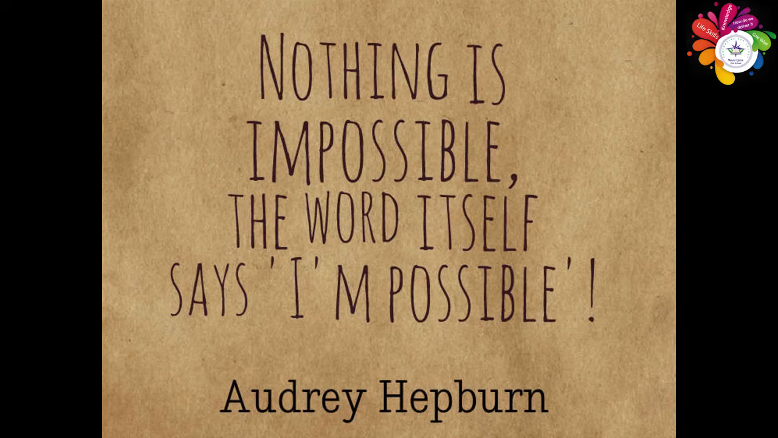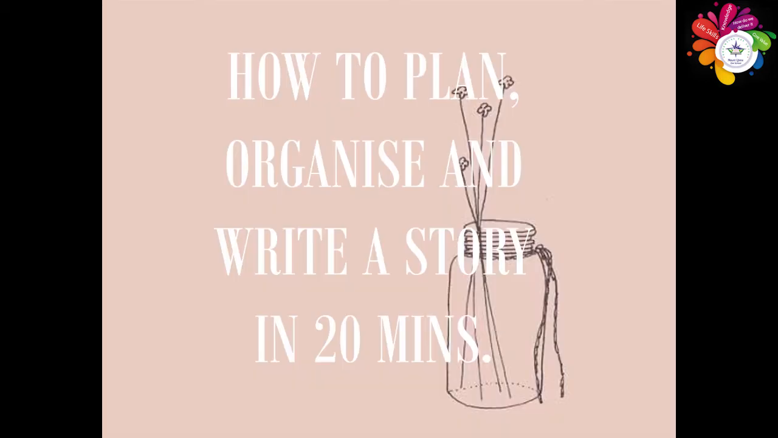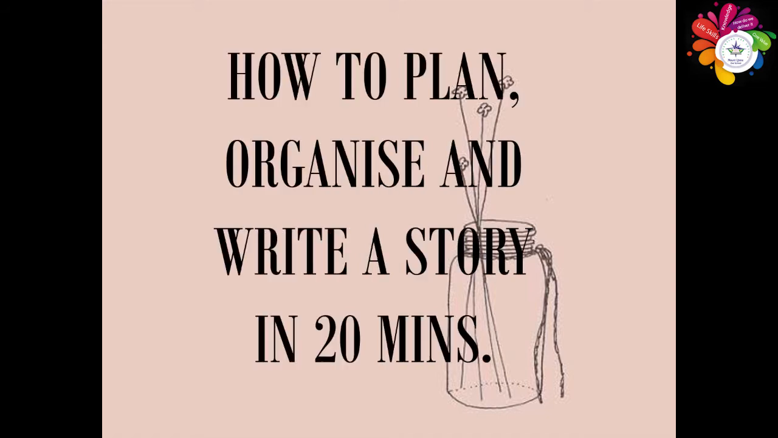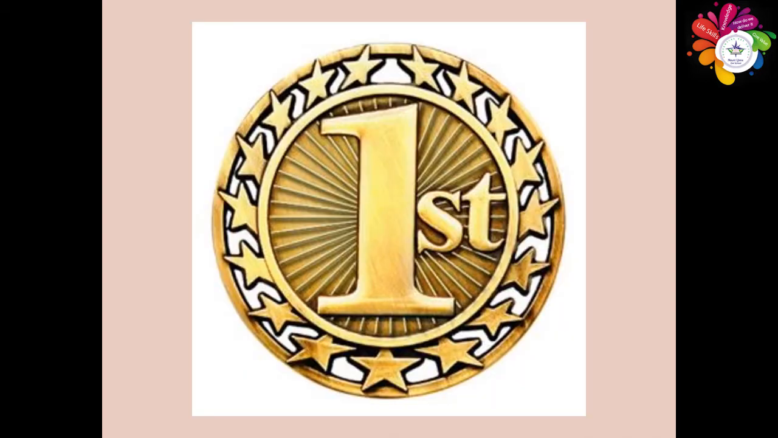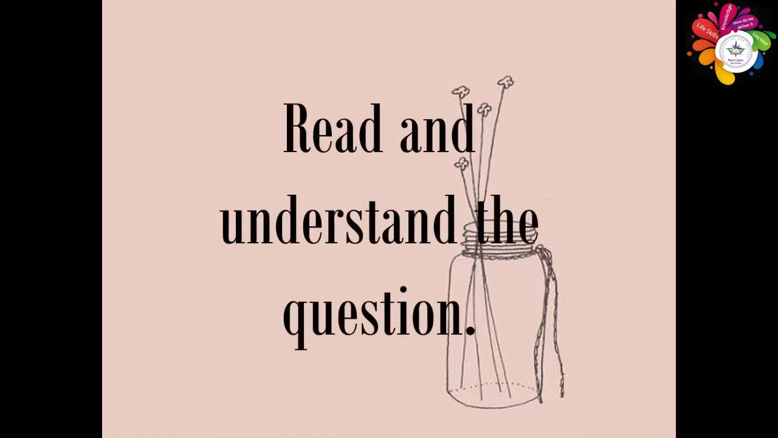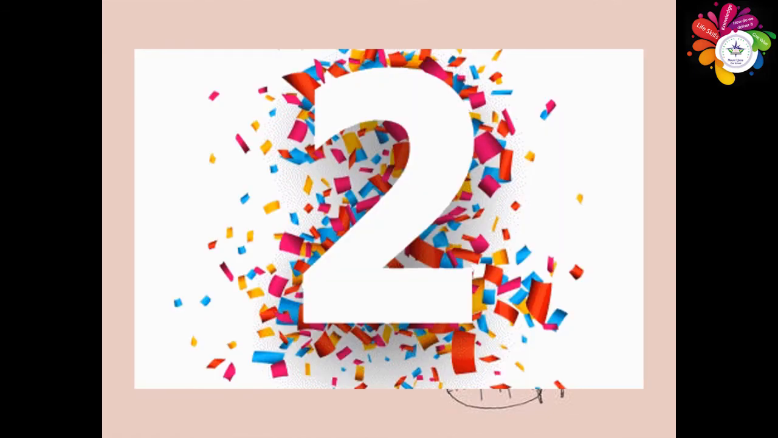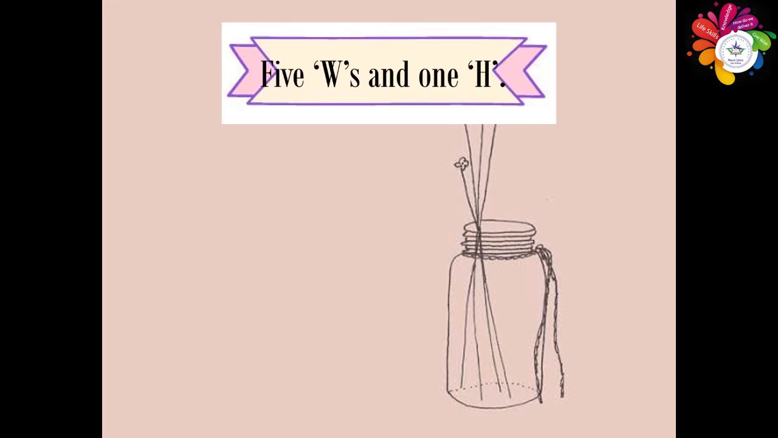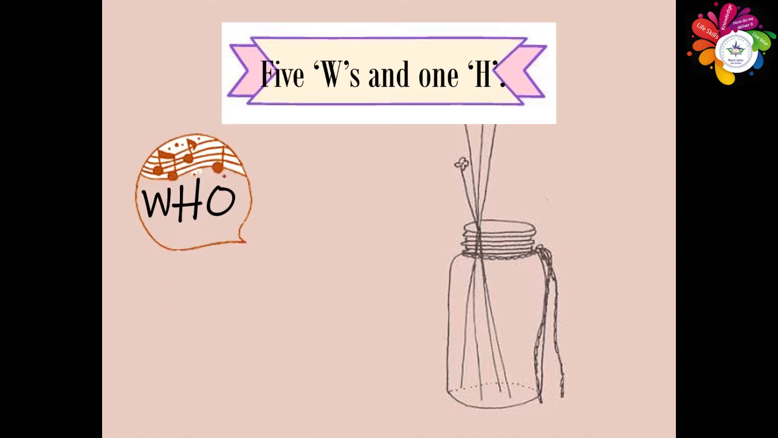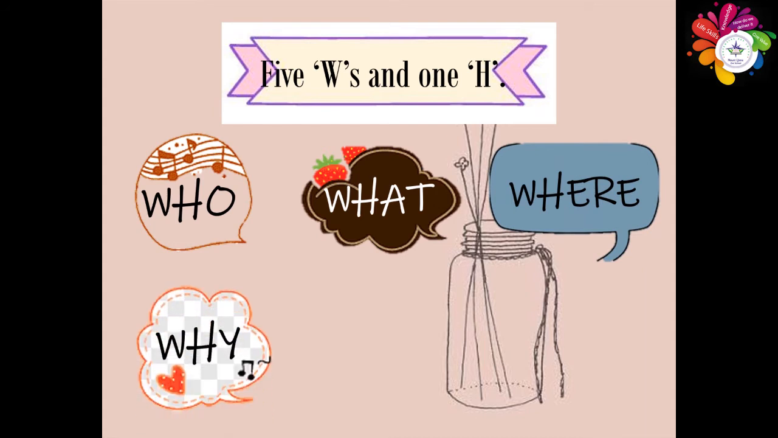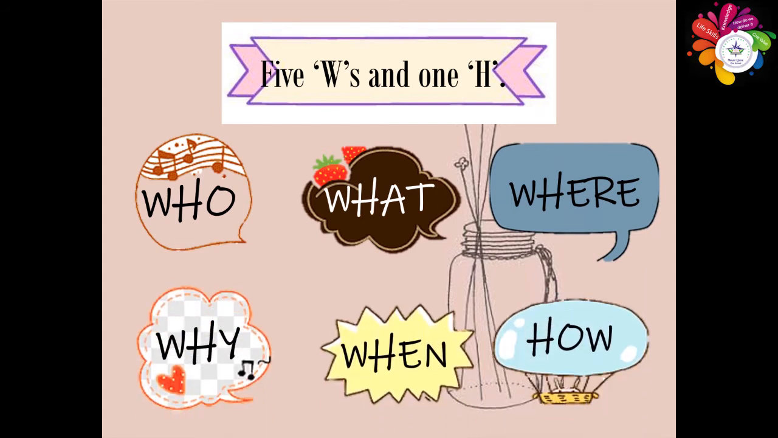But it's not impossible. So, let us see how you can plan, organize, and write a story in 20 minutes and score full marks. First thing you have to do is read and understand the question. Secondly, make a mind map with the 5 W's and 1 H. You all know what the 5 W's and a H is. They are who, what, where, why, when, and how.